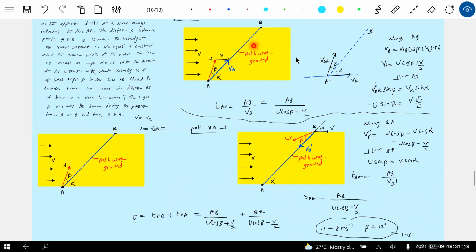Hope I am able to make you understand. So this will be much easier. If you want, you can describe along x, along y. A lot of mess will be encountered. That's why this will be the safer method.